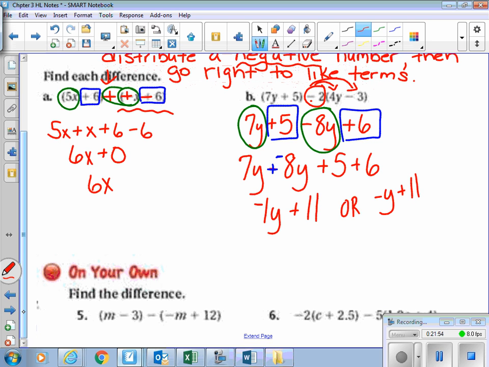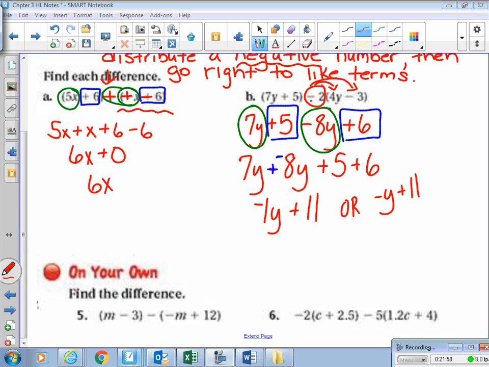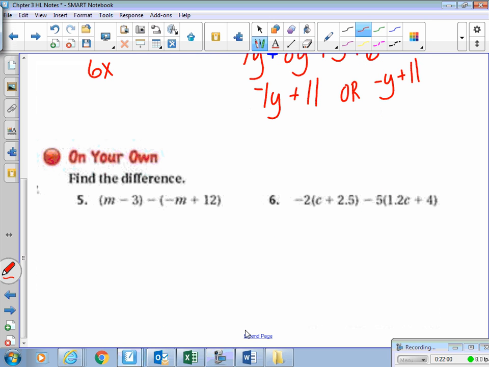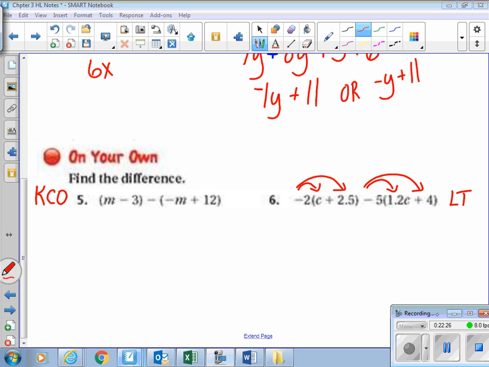So right now, you're going to try some problems on your own. In the first one, number 5, there's nothing to distribute, so you're going to do your keep change opposite. In number 6, notice you have 2 numbers to distribute. Distribute that negative 2, got everything. Distribute your negative 5, then go right to your like terms. Right, distributing and then like terms. So pause the video here, work those problems out, and then you can come back and check.